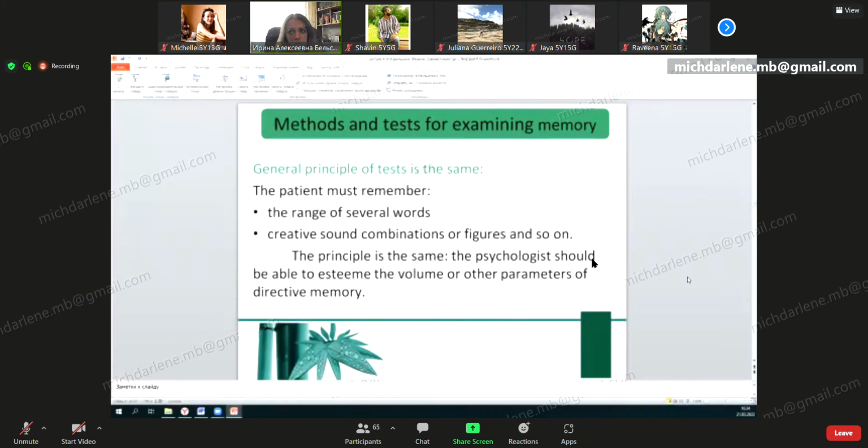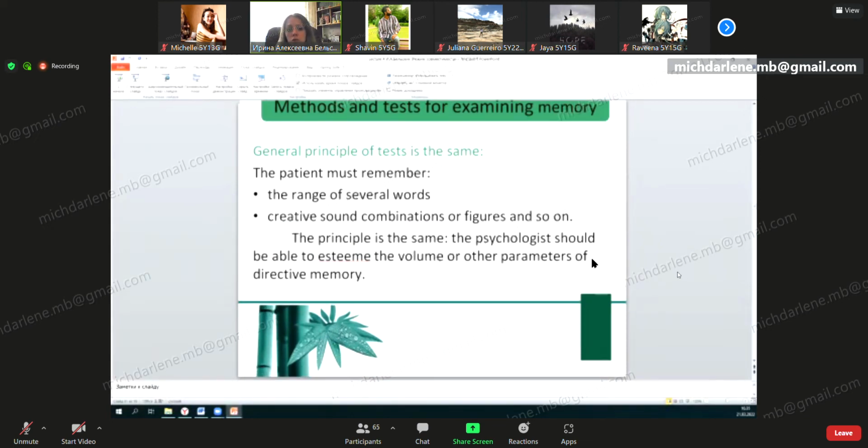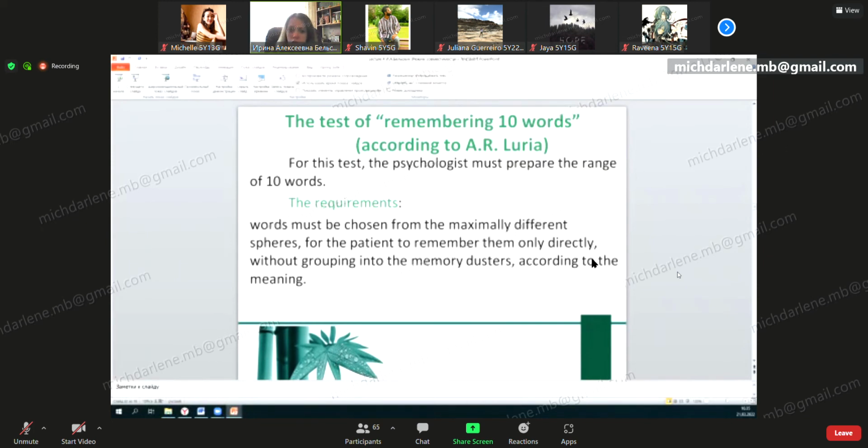So let's discuss quickly the most important forms of the psychological tests. First of all, the test of remembering 10 words, or just the 10 words test. For this test, the psychologist must prepare a specific table with the 10 words. The requirement: words must be chosen from maximally different spheres for the patient to remember them directly, without grouping into memory clusters according to the meaning.